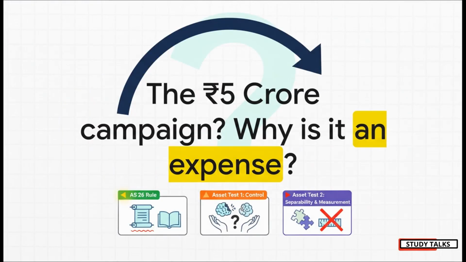So let's bring it all the way back to the beginning, that 5 crore brand campaign. Now that you've mastered the rules, why is it an expense? Well, for one, AS26 explicitly says advertising and promotional costs are expensed when you incur them. But on a deeper level, it fails our basic asset tests. Can you truly control a brand image that exists in customers' minds? Can you separate it from the business and sell just the brand? And can you reliably measure the specific future economic benefits that came from that one single campaign? The answer to all of those is no.